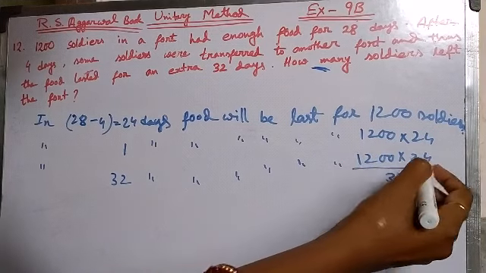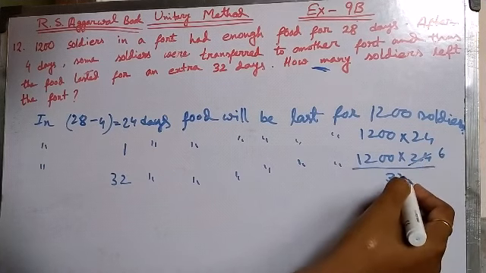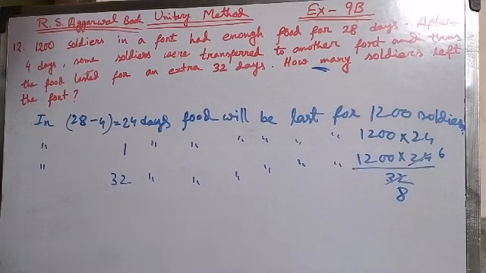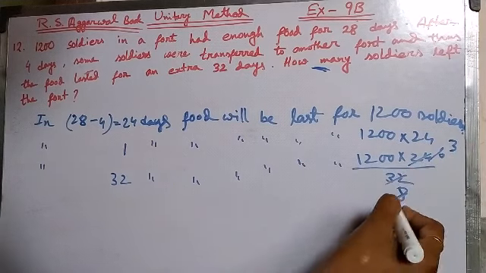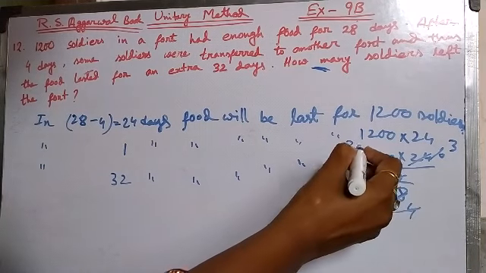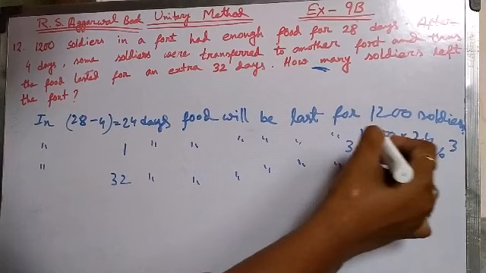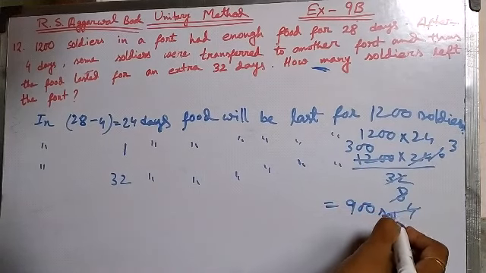Then it can be cut by 4. 4 sixes are 24, 4 eights are 32. Then 2 threes are 6, 2 fours are 8. Then it will be 4 threes are 12. Then 3 threes are 9, 900 soldiers.